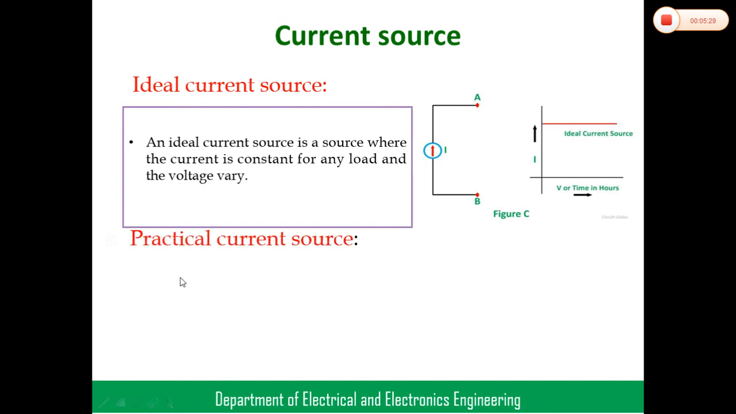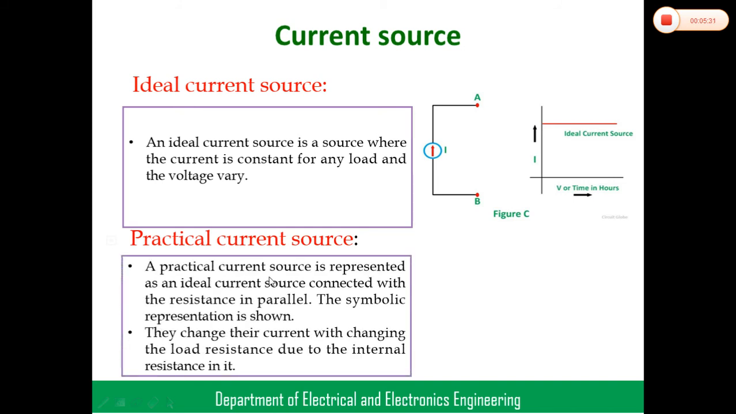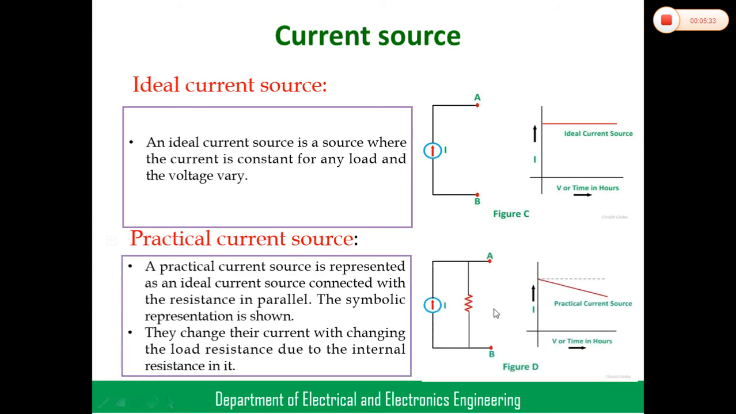Coming to the practical current source. It is represented here. The practical current source is represented as an ideal current source in parallel with a resistance. This is very, very important. In the case of a voltage source, it is in series with a resistance, but in the case of a current source, the current source is in parallel with a resistance.